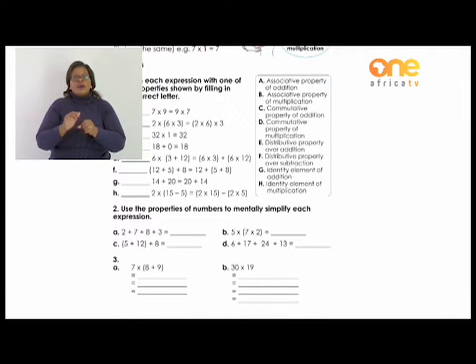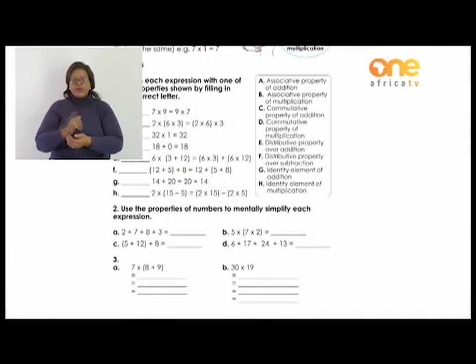For example, the first one, A, we have 7 times 9, which can also be 9 times 7. What was applied there? Remember, is it grouping, is it order, or is it giving? So if you can remember those 3 aspects, you should be able to see which one is used there, and just put a letter from the box. Which letter from the box is suitable for that expression? You do that until H. You just choose a letter which is appropriate for that.